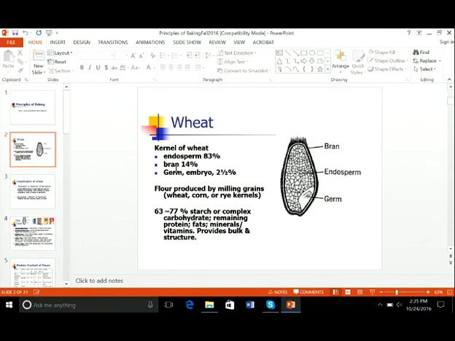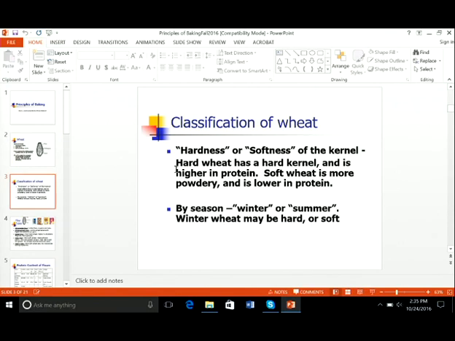Now we're going to go into another part of wheat. Sometimes we will refer to a kernel as a hard kernel or a soft kernel. The softness or the hardness of the kernel is how we classify whether it has more protein or more starch. So soft wheat, generally speaking, is more powdery and lower in protein. A hard wheat, generally speaking, will be higher in protein and lower in starch. So sometimes you call it either hard, this is a hard wheat we're harvesting, or soft wheat, and you know whether you're getting more starch or more protein.